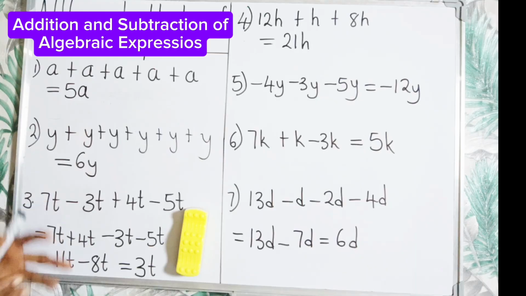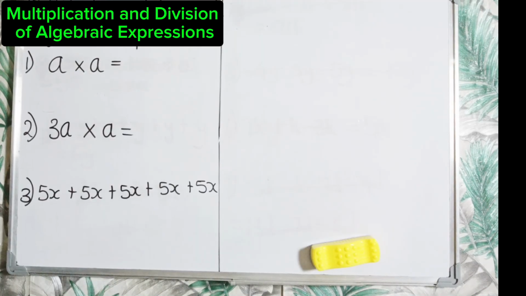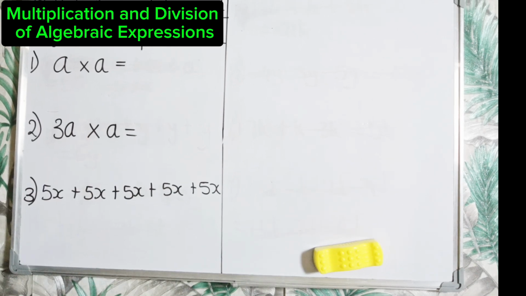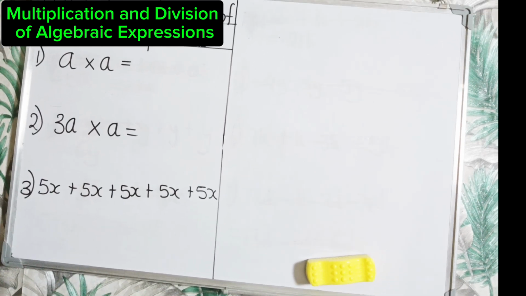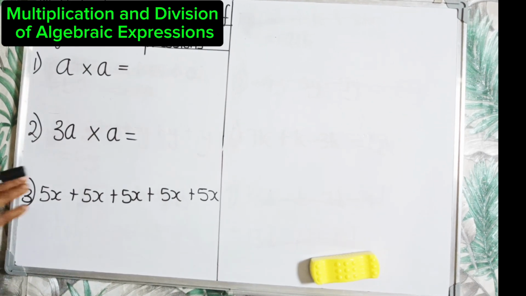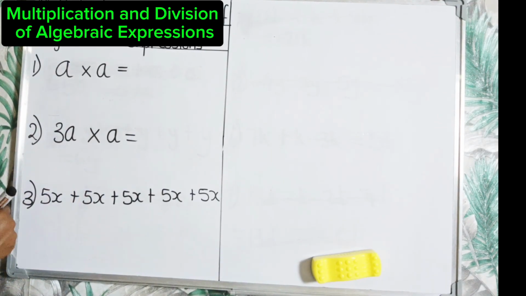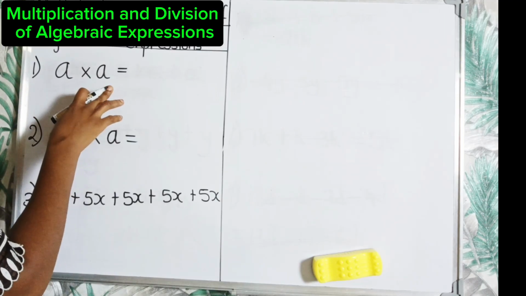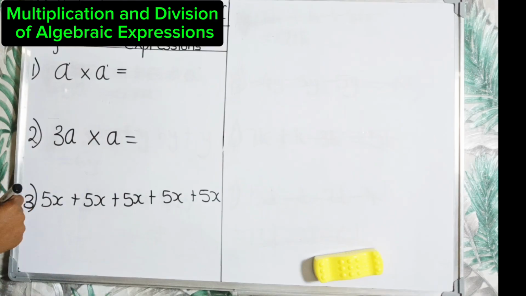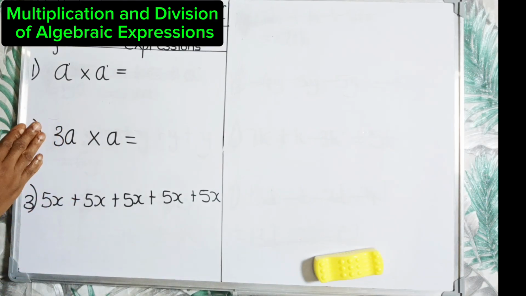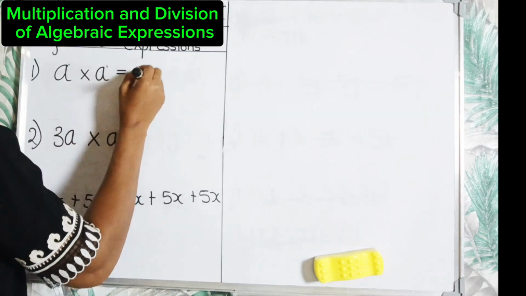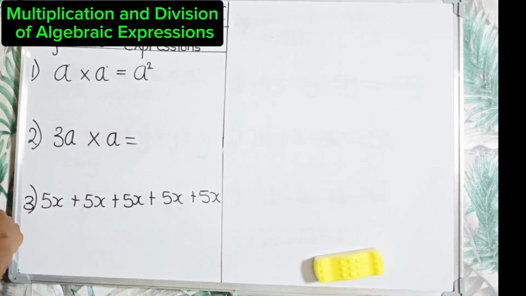All right, let's consider more examples. All right, let's move on to multiplication and division of algebraic expressions. Now, number one, we have a times a. Remember the law of indices. When you're multiplying two variables, there is an invisible power 1 here, and another invisible power 1 here. So you take one of the base and you add the powers. So a times a is equal to a squared.